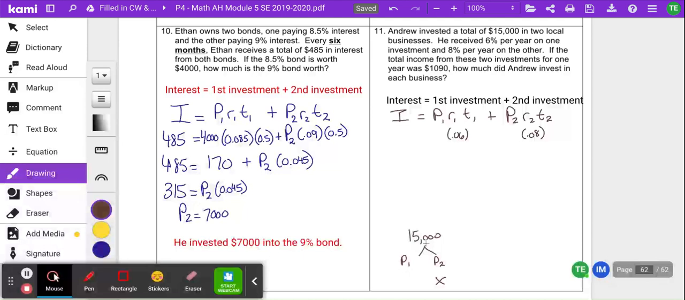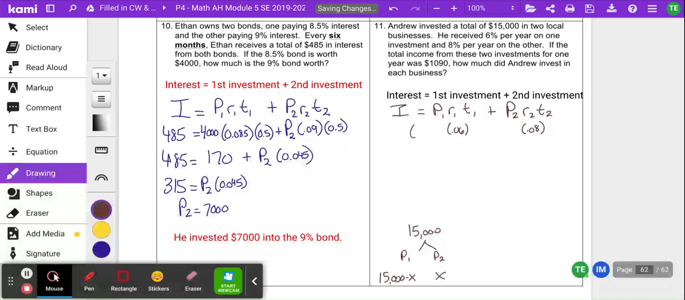So something plus X has to equal $15,000. Well, if I want to go backwards, I'm going to have to subtract. So over here, this is $15,000 minus X. So where I see P1, I've got to put $15,000 minus X. And where I see P2, I've got to put X.